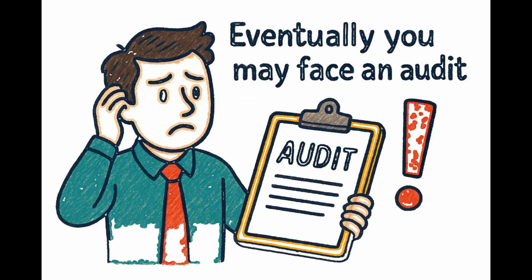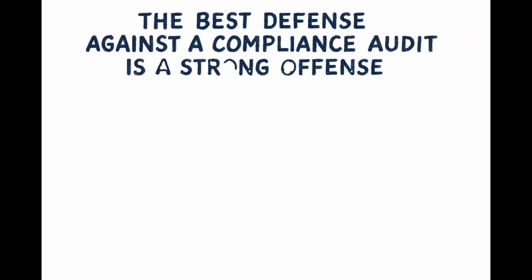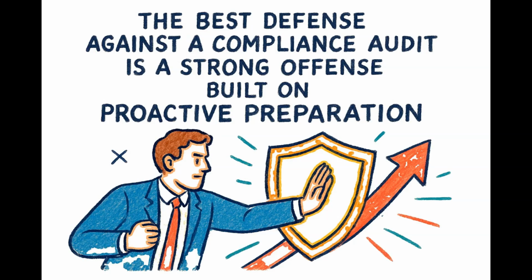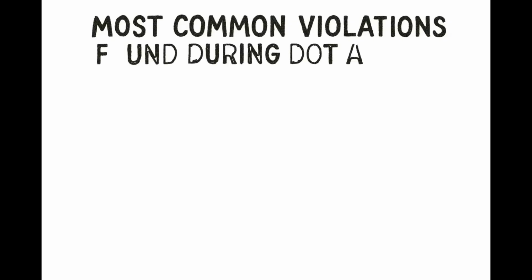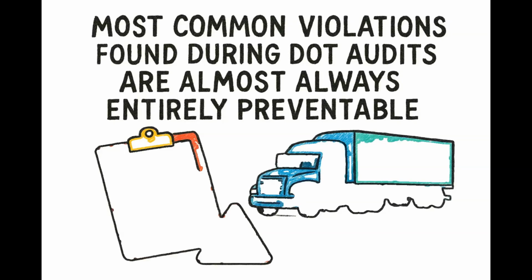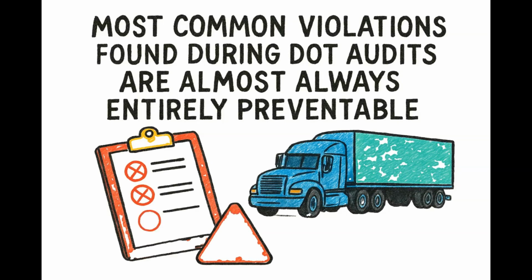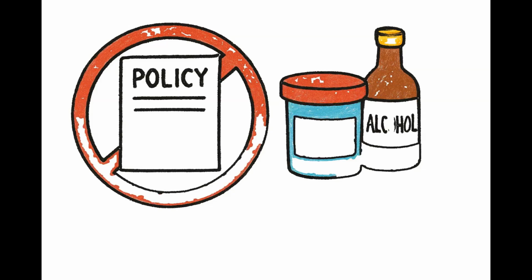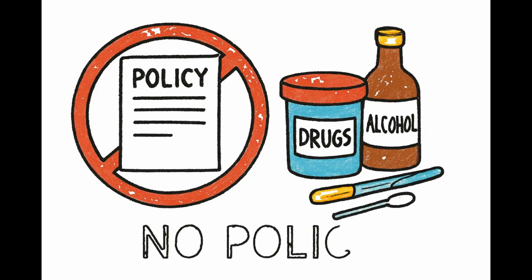Eventually, you may face an audit. The best defense against a compliance audit is a strong offense built on proactive preparation. The most common violations found during DOT audits are almost always entirely preventable. They include simply failing to implement a drug and alcohol testing policy in the first place.